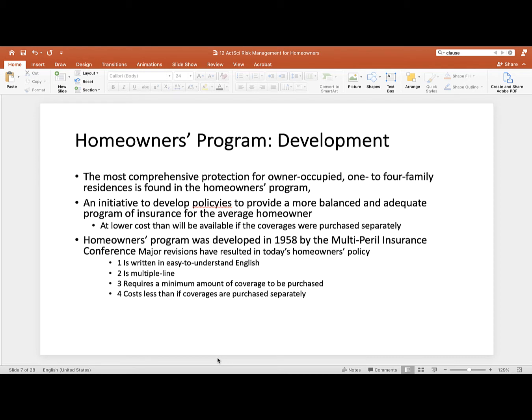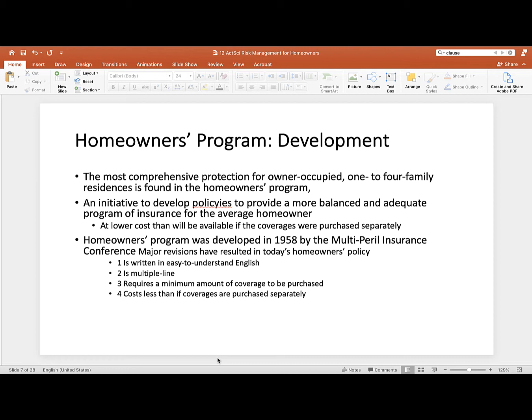And so you can see here there are four of the major revisions. The homeowners policies now are written in easy to understand English. There are some other things that we'll talk about in a moment, but in easy to understand English. They are multiple line, so what that means is that they cover more than one thing. Before, if you wanted to insure the contents of your home, you would get one policy. And if you wanted to insure the actual building, you'd get another policy. And if you wanted to insure yourself against liability if somebody slips and breaks their leg in your home, you'd buy another policy. But now there's a policy that covers all of these things.